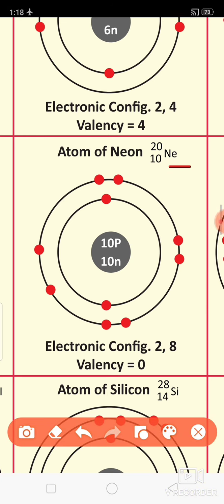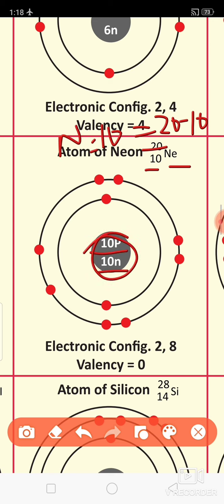Neon is the symbol of the element. Atomic number 10, mass number 20. 20 minus 10 is equal to 10, that is nothing but the neutron number. So there are 10 protons and 10 neutrons in the nucleus of neon. So how many electrons? 10 electrons.